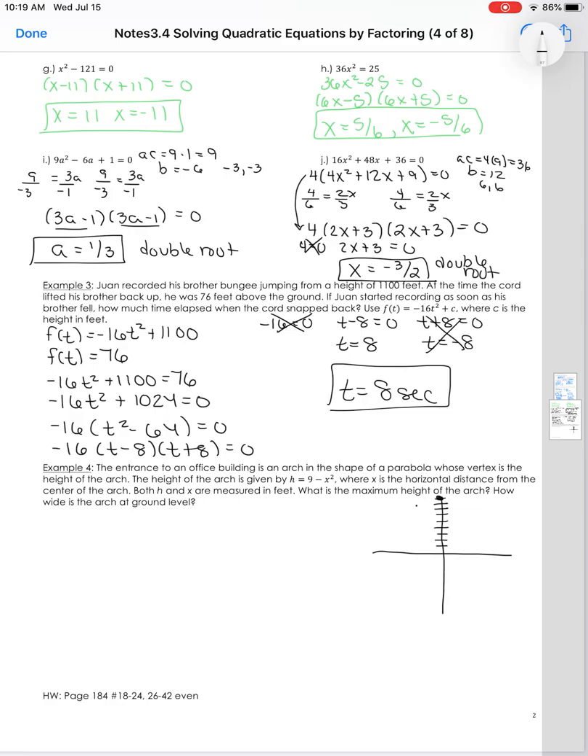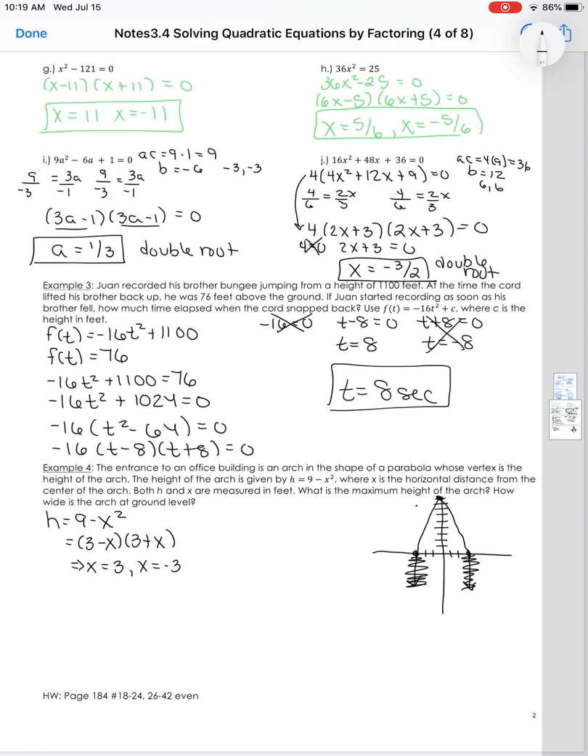What's the maximum height? So if I were to sketch this parabola, the y-intercept is 1, 2, 3, 4, 5, 6, 7, 8, 9. And if I were to look at this, h equals 9 minus x squared, this is a difference of squares, 3 minus x, 3 plus x. So when I set each one equal to 0, I get x equals 3 and x equals negative 3. So those are the x-intercepts.